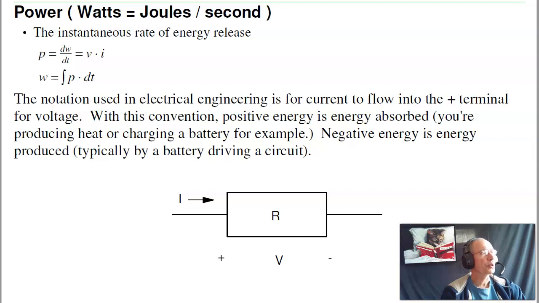So joules per second gives you watts. If I integrate watts, I get joules. Now the notation used in electrical engineering is I have current, voltage, and resistance. The current flows in the plus side of the voltage. In that case, I have voltage is I times R. Power is also volts times amps.